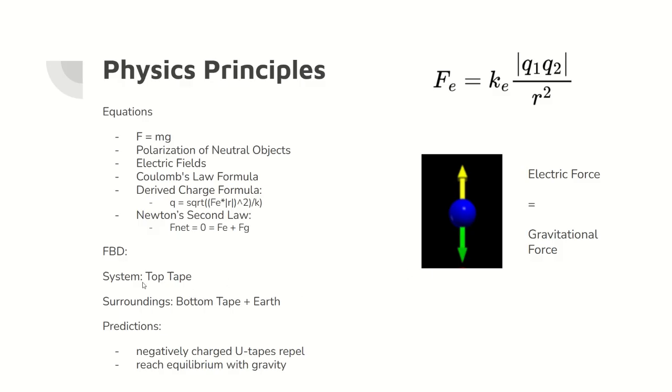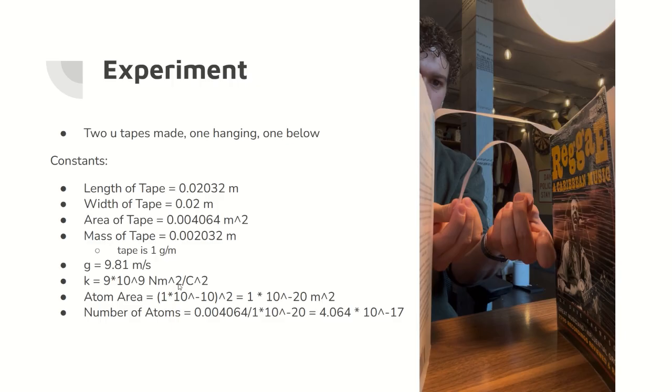And so our system overall is our top tape in the image I showed you before, and the surroundings are the bottom tape and Earth. And I predicted that the negatively charged U-tapes would repel and that they would reach equilibrium with gravity. And we can see that my charge prediction was actually incorrect later on. So for the experiment, this shows me pushing one U-tape against the other, and this one bowing up a little bit was repelled by it.